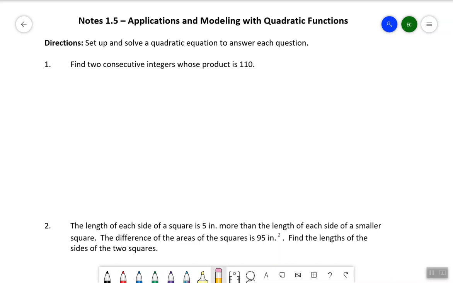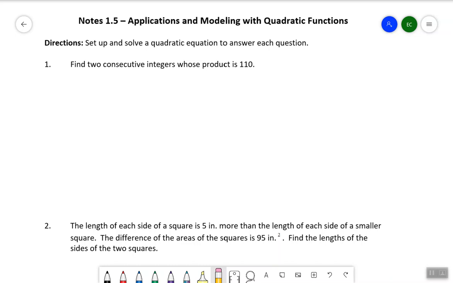In section 1.5, we want to use quadratic equations to solve word problems. And so let's get right to it. The directions just say set up and solve a quadratic equation to answer each question. It might be possible to answer the question without a quadratic equation, but let's make a point to set up a quadratic equation in each problem, so that we get the practice.